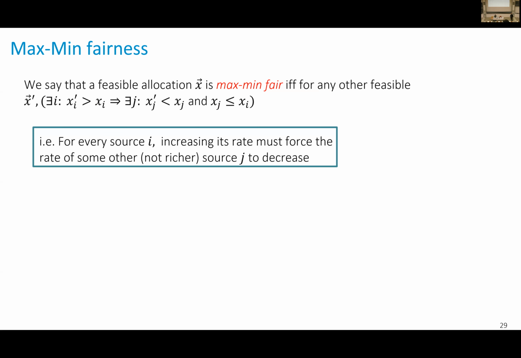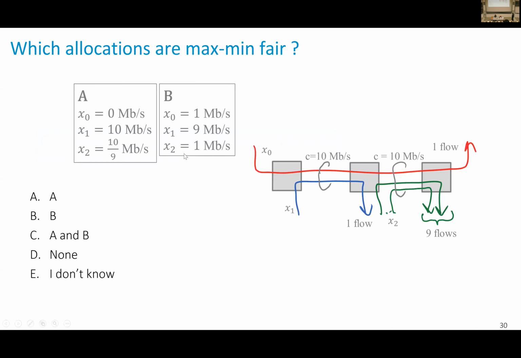In other words, for every source, increasing its rate must force the rate of some other source which is not richer to decrease. So it's not the game of Robin Hood. Robin Hood takes from the guys who are rich to give to the poor, so that is allowed. But if you take from somebody who is poor to increase the rich, you have what is called liberalism or capitalism. But this is not allowed in the sense of max-min fairness here. So that's the formal definition.